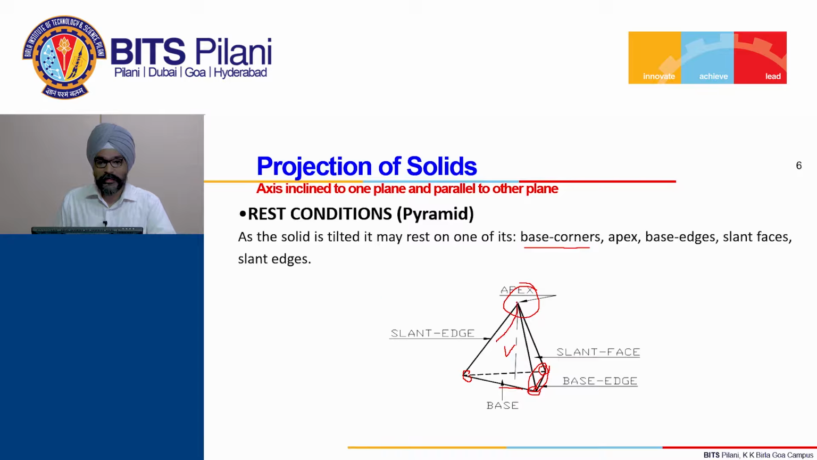The object may be lying on the ground on any of these features. So it may be on the base corner, with the base corner on the ground, apex on the ground, base edge on the ground, slant face on the ground, and slant edge on the ground. So these are the things which we may commonly encounter.